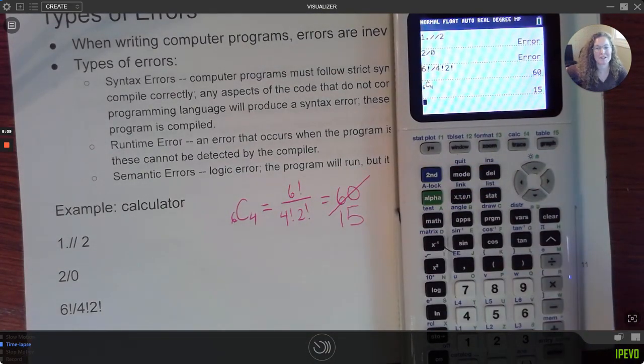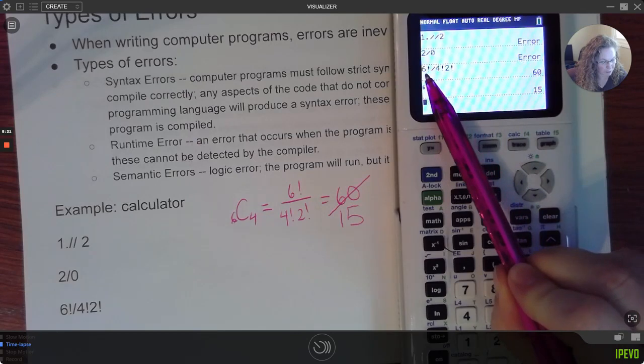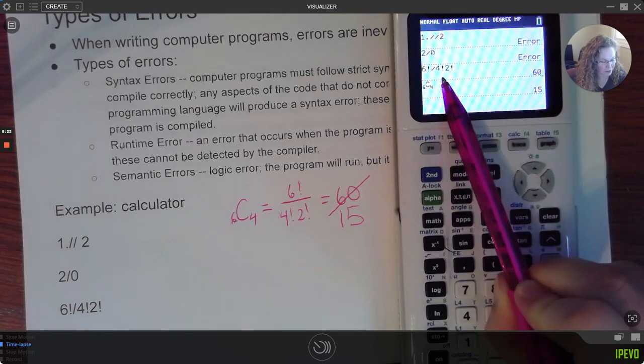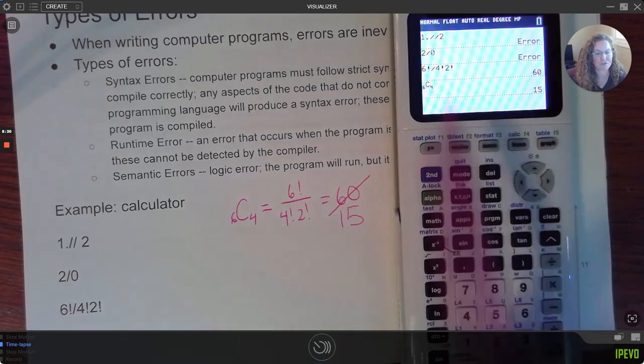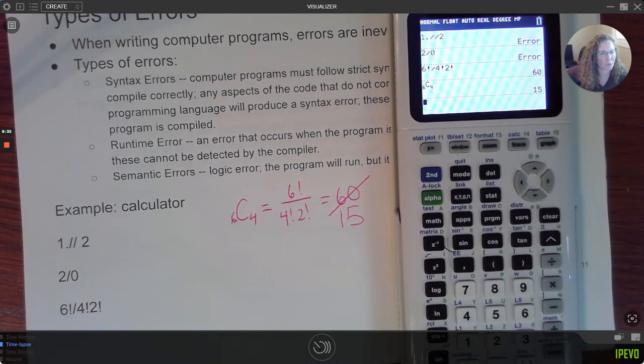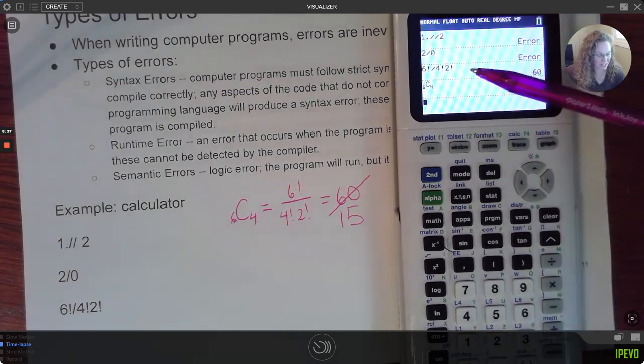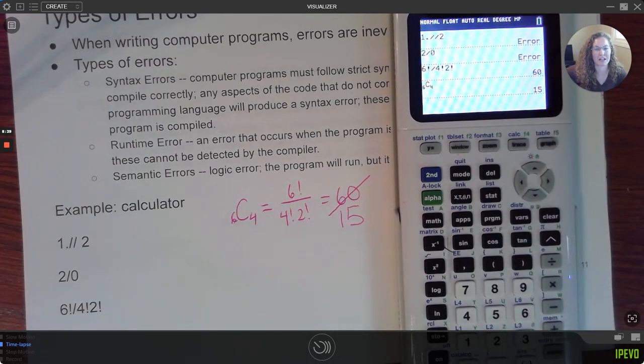Well, I made a semantic error when I entered my formula. I forgot that the calculator always uses order of operations. So what it will do when I put this in is it will do 6 factorial divided by 4 factorial. It'll take that quotient and then multiply it by 2 factorial. That's not what I wanted it to do. That's not what I meant for it to do. But when I wrote that statement in there, that's what it will do because your calculator follows order of operations.